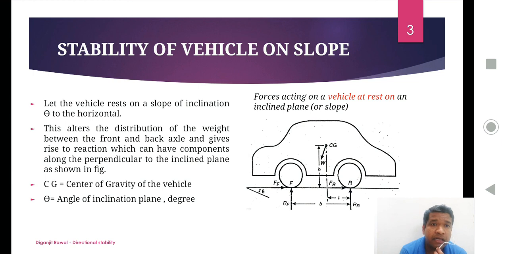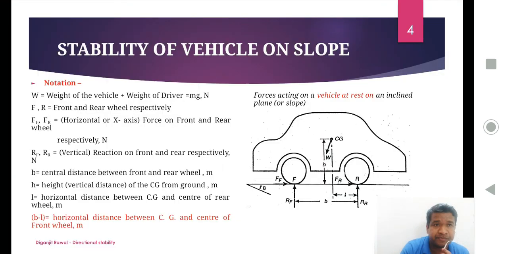In this figure, F is the point of contact at the front wheel, and R is the point of contact at the rear wheel. FF and FR are the horizontal forces and RF and RR are the vertical reactions. The weight of the vehicle, W, is acting downward from the CG, the center of gravity of the vehicle. Next, notations for stability of vehicle on slope.